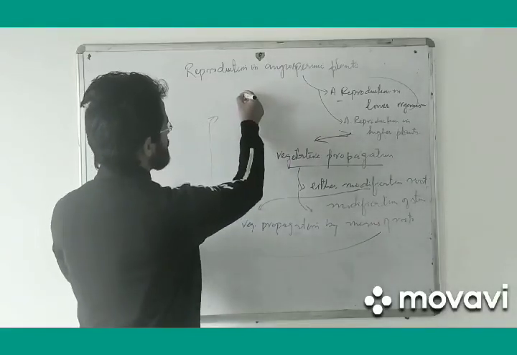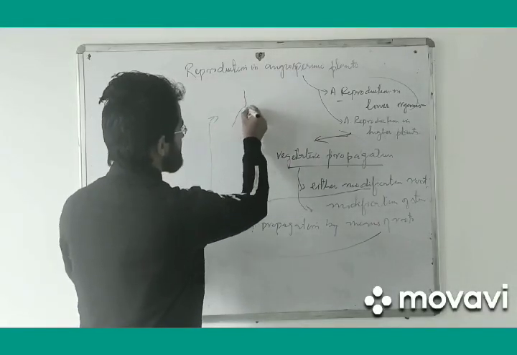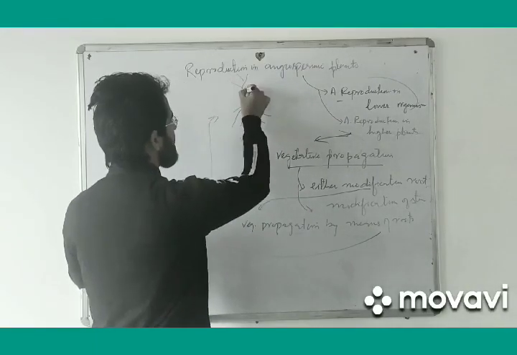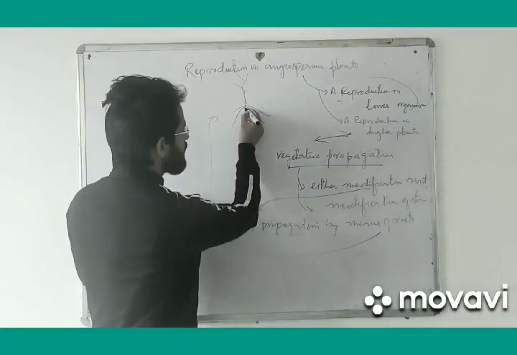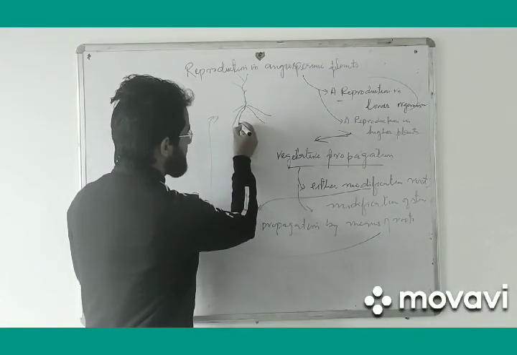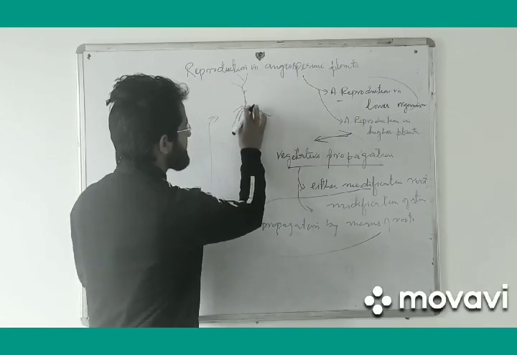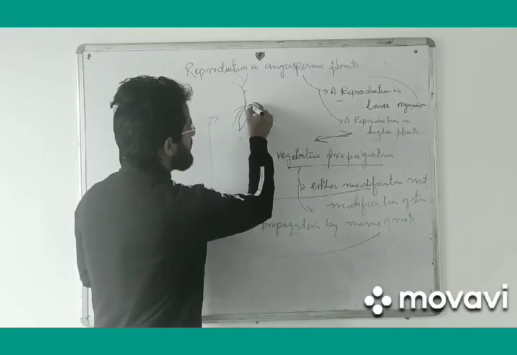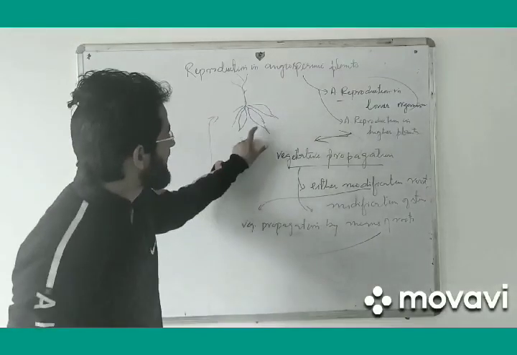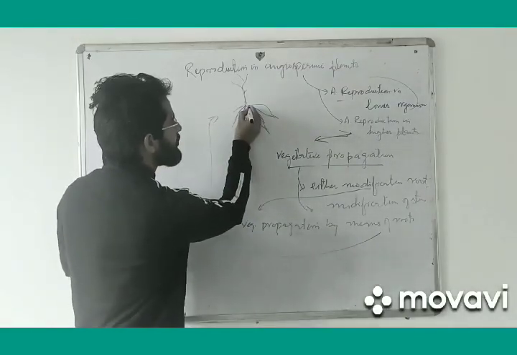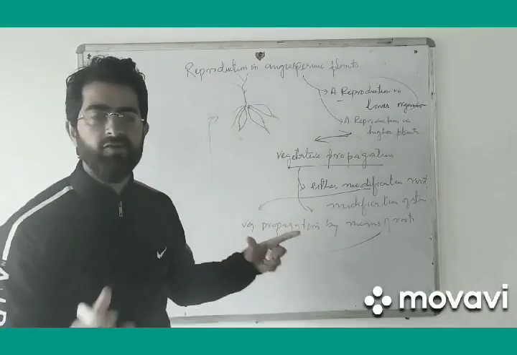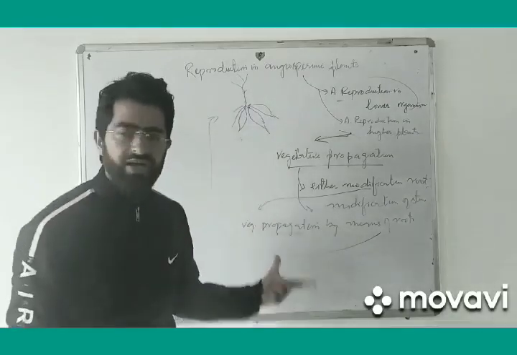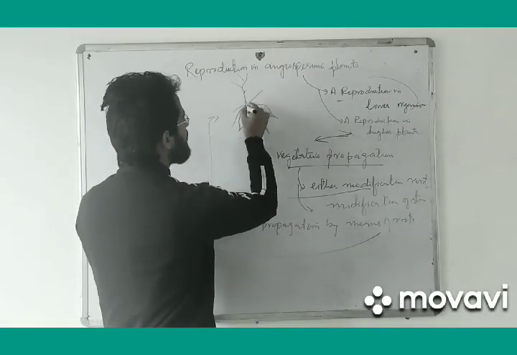In some plants, for instance, sweet potato. This is a plant. This is the root system. This is the above ground part. What happens? Some roots get bulged, tuberous, and develop at their apical positions vegetative buds. And these buds later on sprout and result in formation of new individuals.